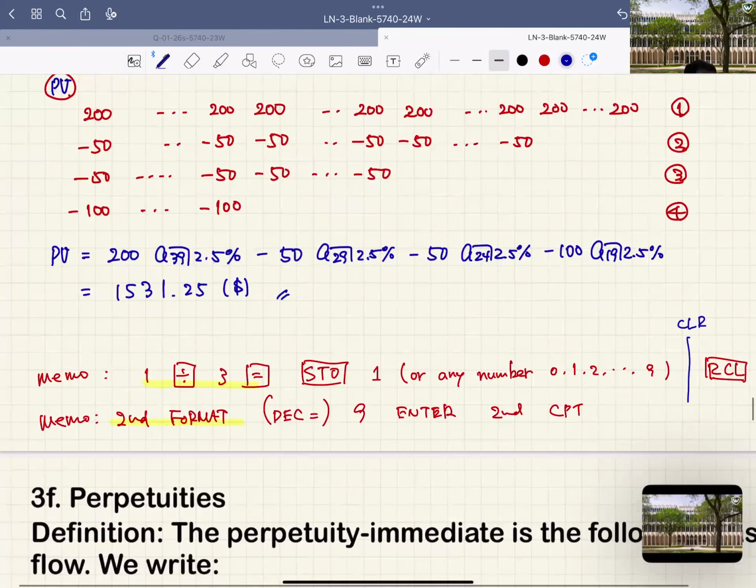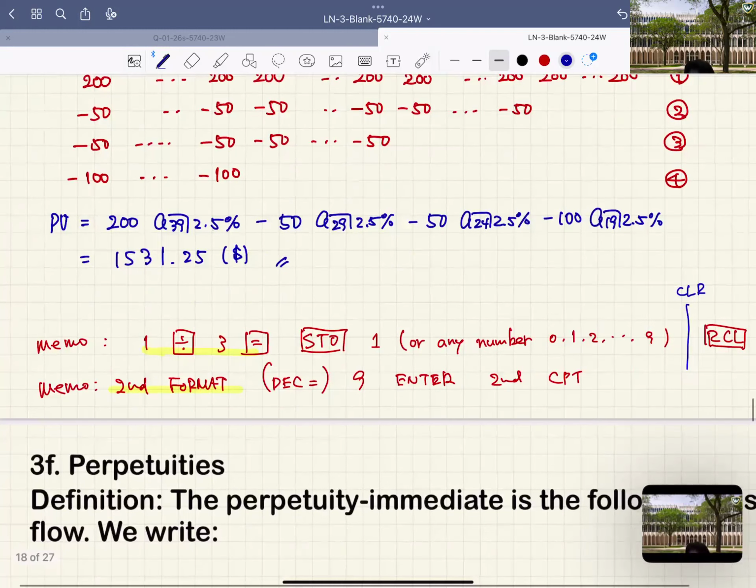Yeah, so this is the last example for block payments. Do you have questions?